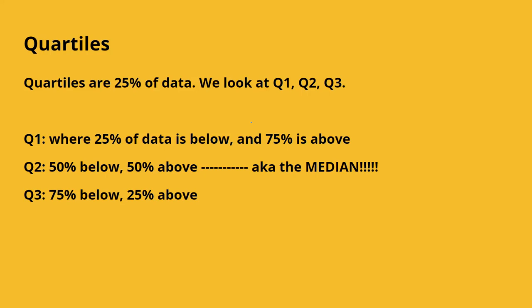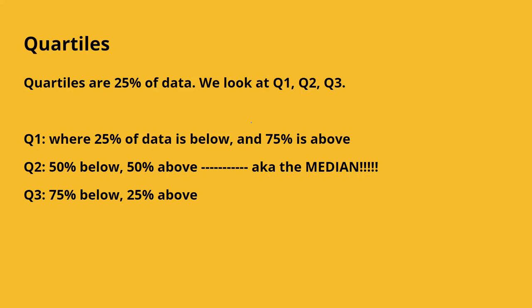So we only talk about 1, 2, and 3. Quartile 1, that is where 25% of data is below and 75% is above. So if you got your ACT score and it said you're in the 25% quartile, that just means that basically you scored higher than 25% of people, but 75% of people scored higher than you.